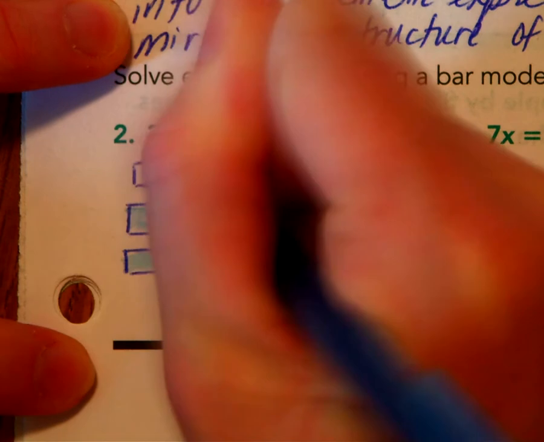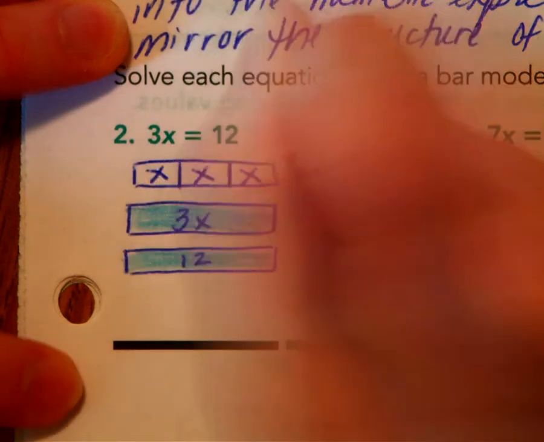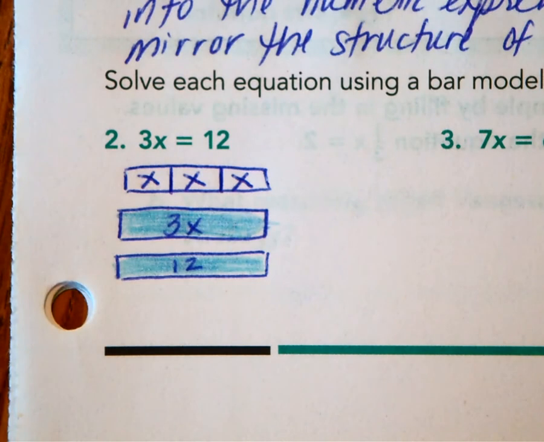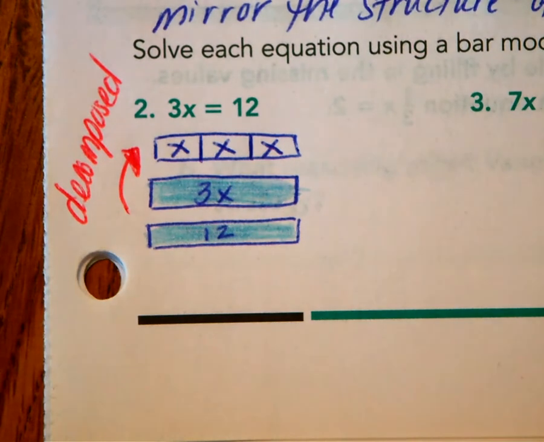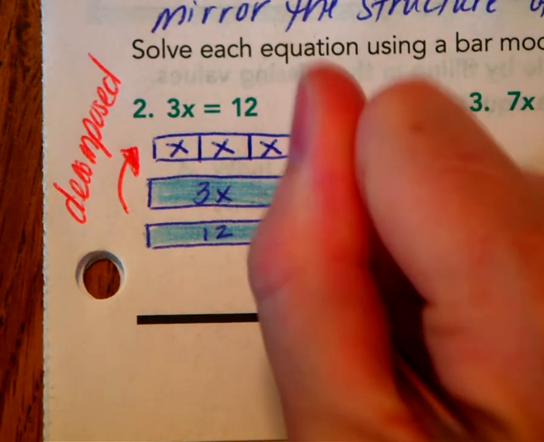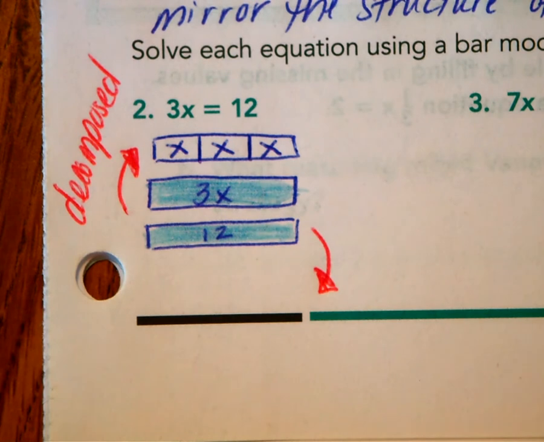I need an x, and an x, and an x. I've got a series of variables. Now, if I did that to 3x, if I decomposed from here to here, and I decomposed into 3 equal-sized boxes, I need to do the same thing from here to the next thing I draw.